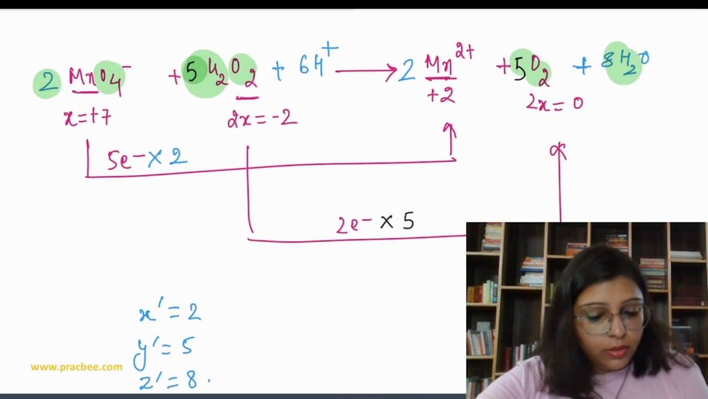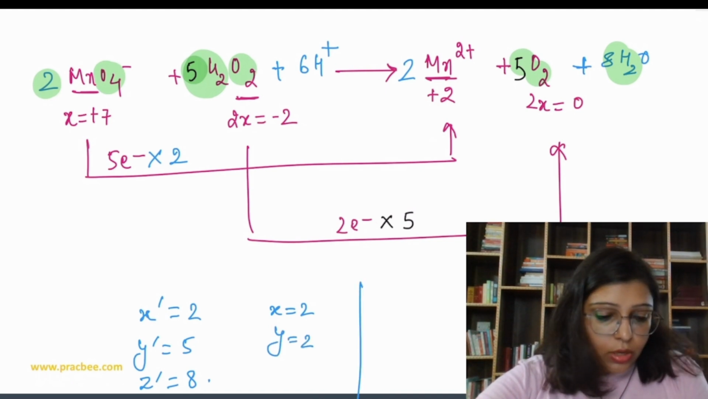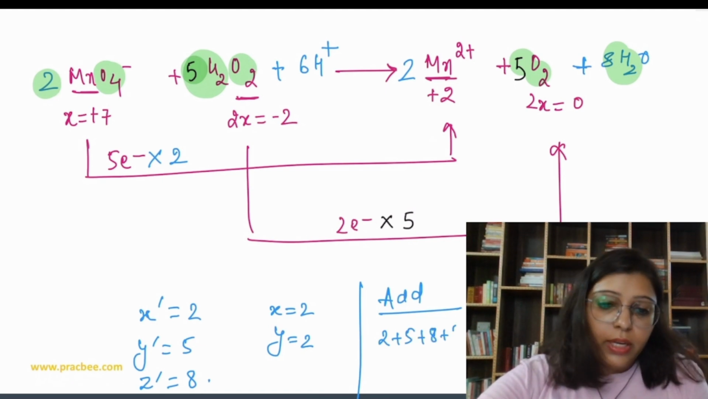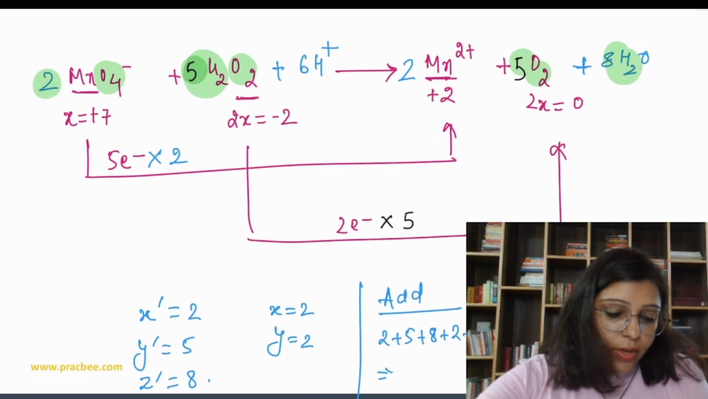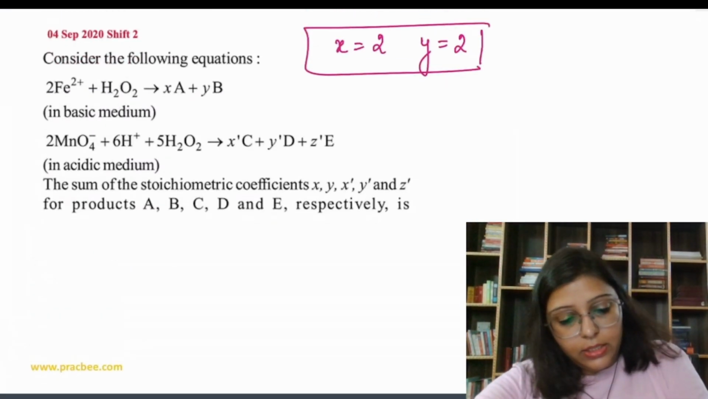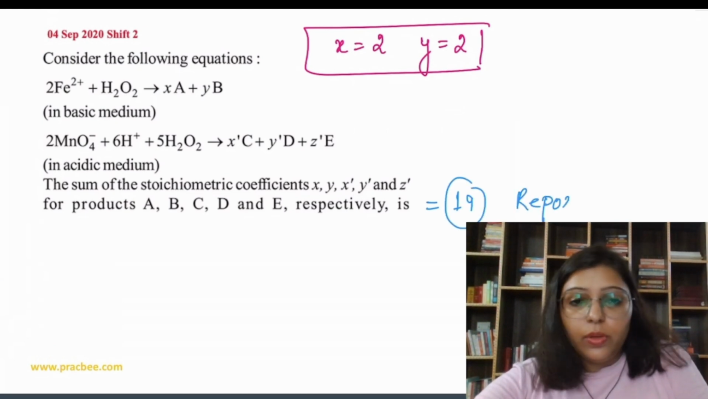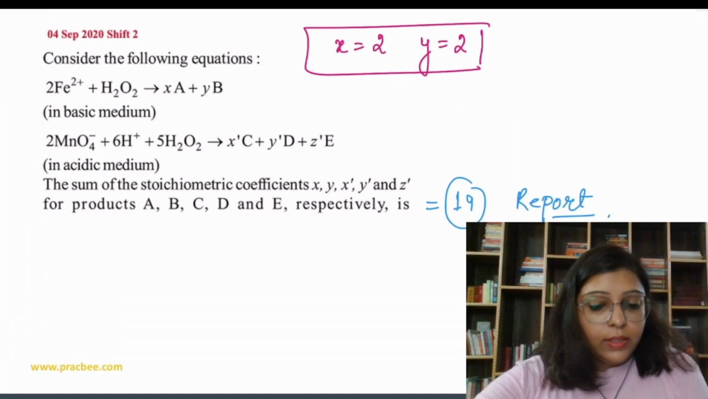Now we have to add. From above x is equal to 2, y is equal to 2. Now just add all of them. So 2 plus 5 plus 8 plus 2 plus 2, right? So when you add, 5, 6, 7, 8, 9, 10, 11, 11 plus 8, 90. So the answer is going to be 90. Okay.